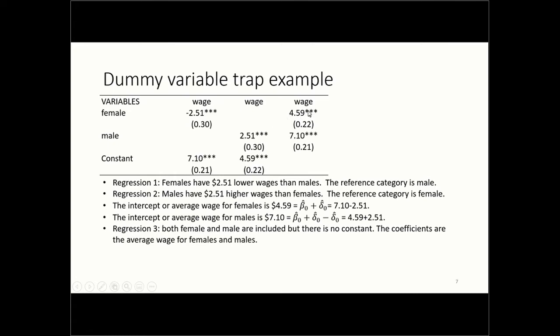Here is the model where we have no intercept included. There's no constant, but both female and male are included. Notice that these coefficients are exactly the intercepts that we're talking about here. But again, this model is not very much used. It's better practice to always skip one of the categories with dummy variables so that we don't have this dummy variable trap.